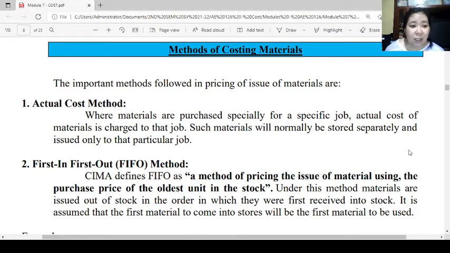The next method that can be followed is the FIFO method. Okay, so we have here the definition from CIMA. When we say FIFO, I know that you are already familiar with this. So this is a method of pricing the issue of materials using the purchase price of the oldest unit, or the first item that was purchased in our stock. So under this method, materials are issued out of stock in the order in which they were first received. Okay, it is assumed that the first material to come in the store should also be the first material to be issued for production and used.